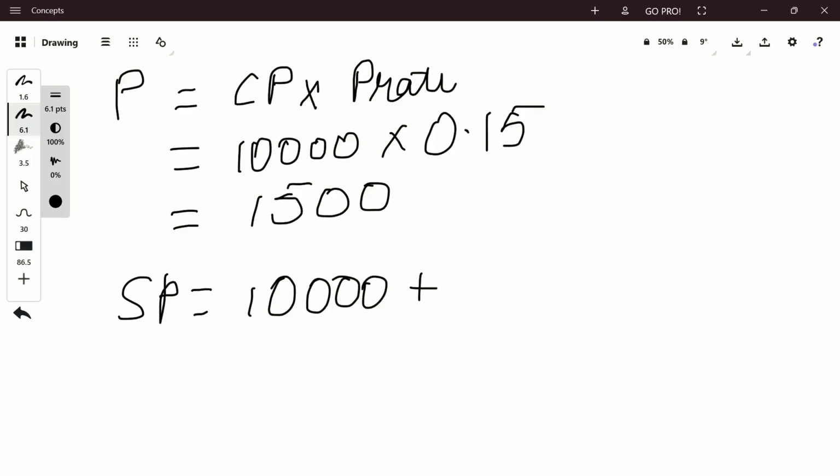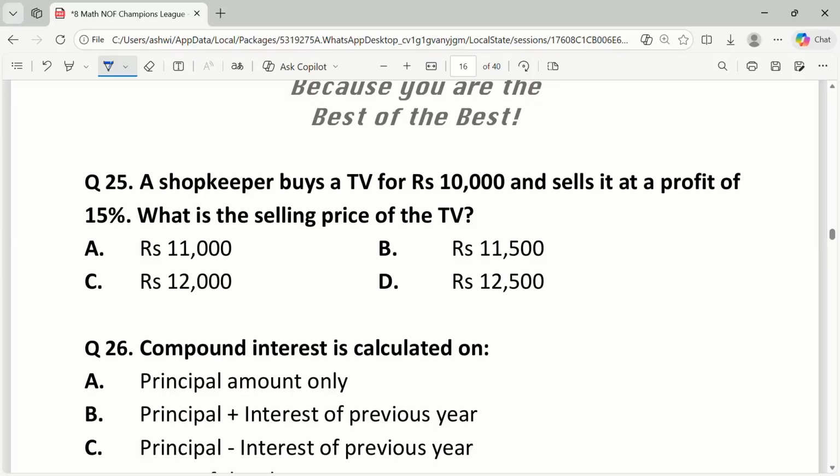The selling price is the cost price plus profit, which is equal to 10,000 plus 1500, which is equal to 11,500. Comparing with the options, the answer is B, 11,500.